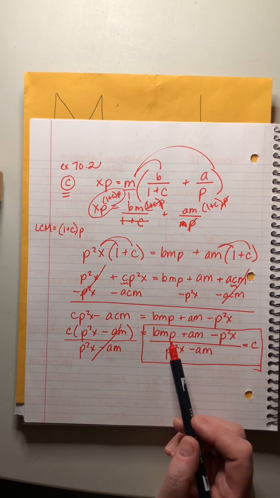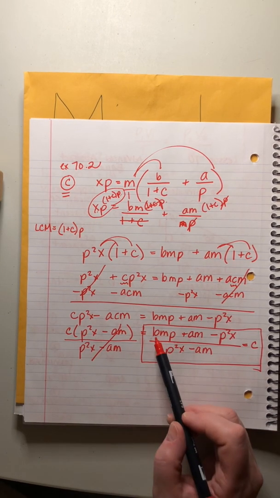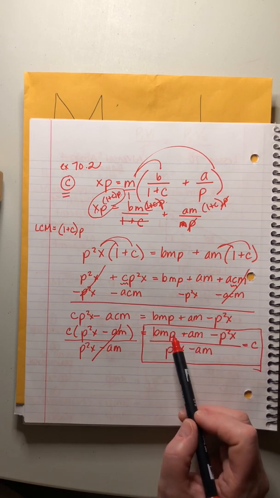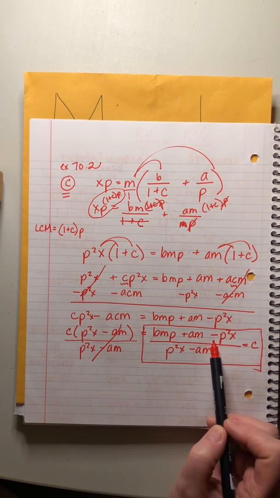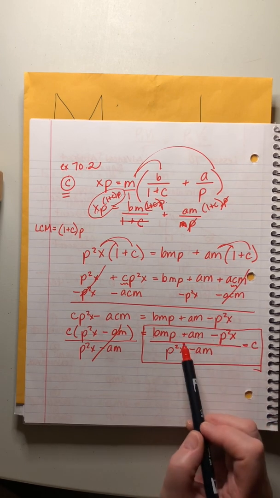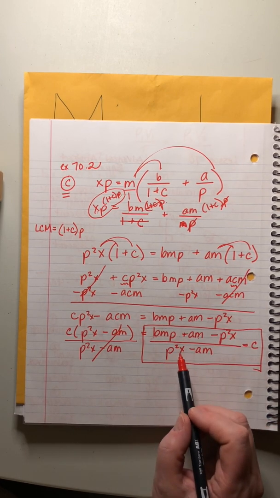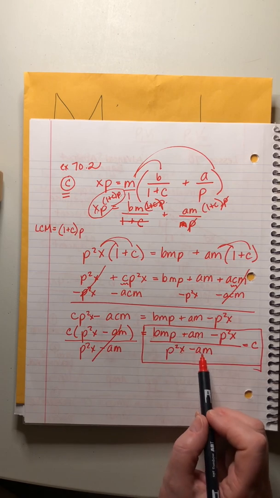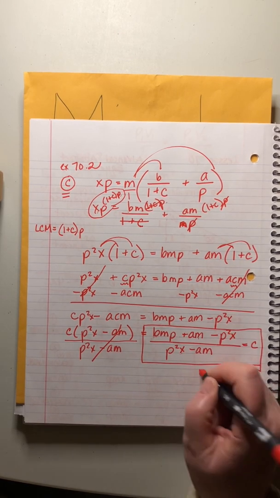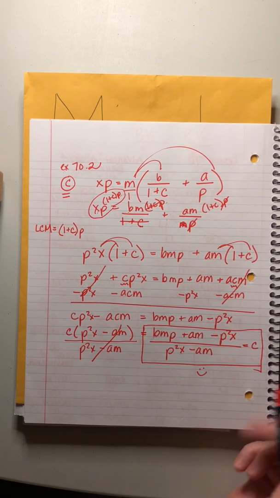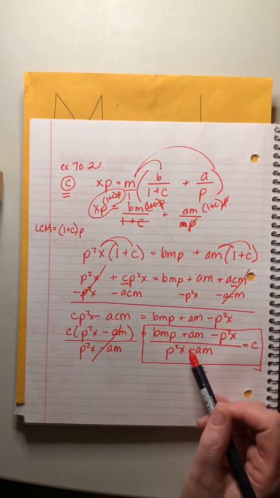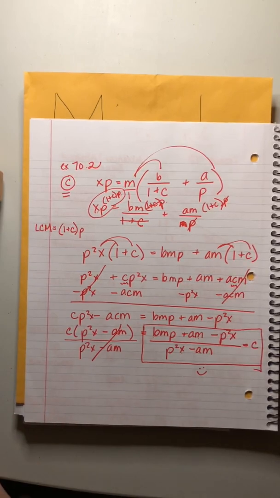So this is our final answer. Let me just double check it. John says MBP, same, plus MA, same, minus XP squared, same, over XP squared, same, minus MA, same. So this is our final answer. It's the best we can do. I don't know if this looked worse than this, but this is considered the simplified version.